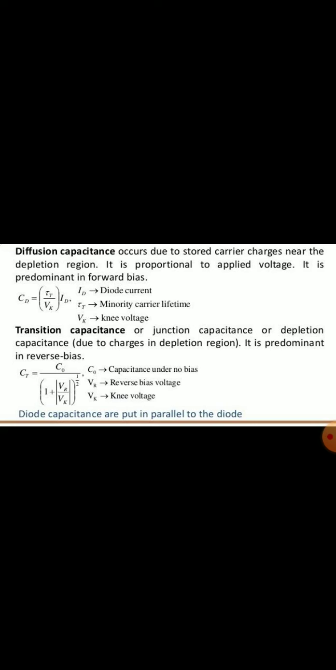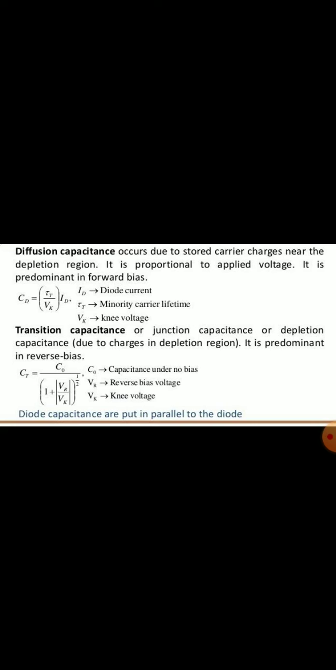So it has the formula CD = τT / Vk × ID, where ID is the diode current, τT is the minority carrier lifetime and Vk is the knee voltage. So next, what is transition capacitance?